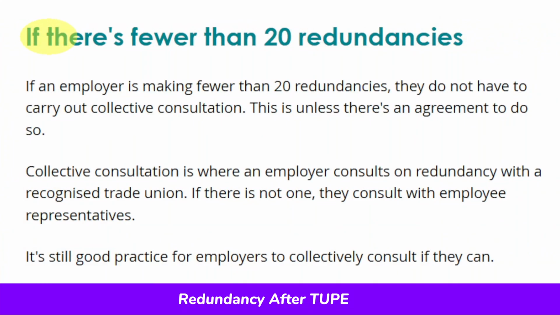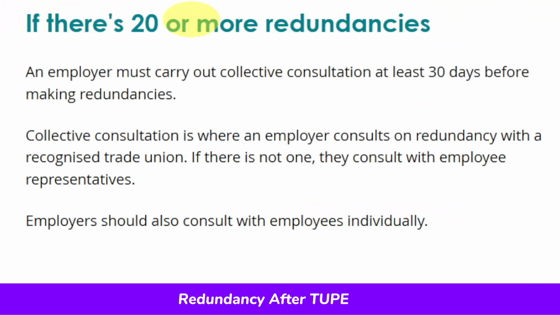Now let's discuss the 20 redundancies rule. If an employer is making fewer than 20 redundancies, they do not have to carry out collective consultation, unless there is an agreement to do so. Collective consultation is where an employer consults on redundancy with the recognized trade union. If there is not one, they consult with employee representatives.